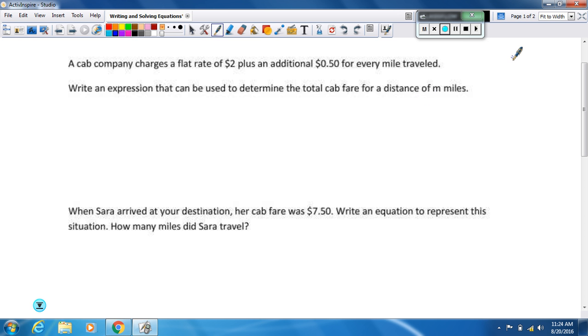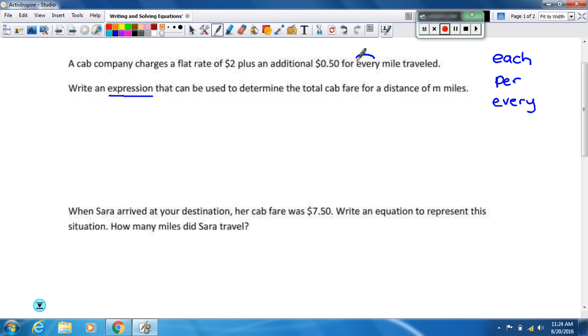when you're writing expressions or equations, you want to look for three special words: per, each, or every. Because it kind of helps you to write whatever it is, expression or equation. Now, this is an expression. The difference between an expression and an equation is that an expression does not have an equal sign, an equation does.